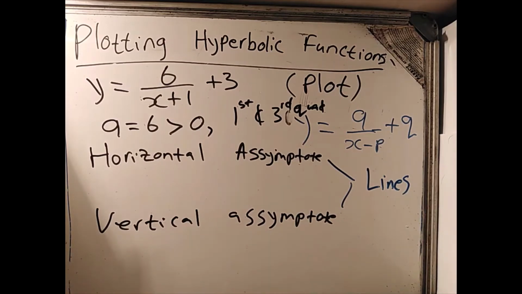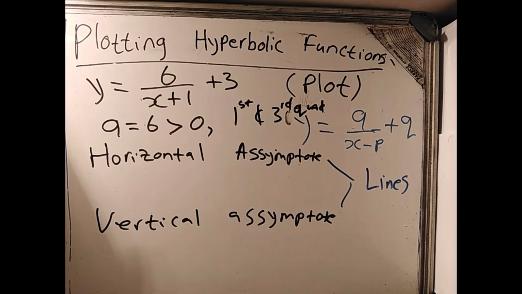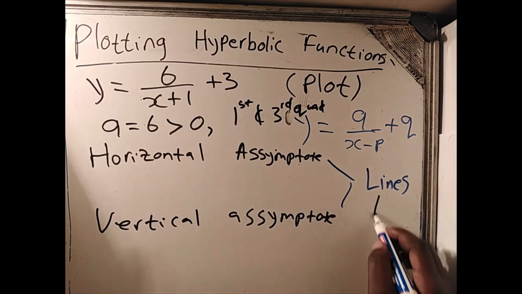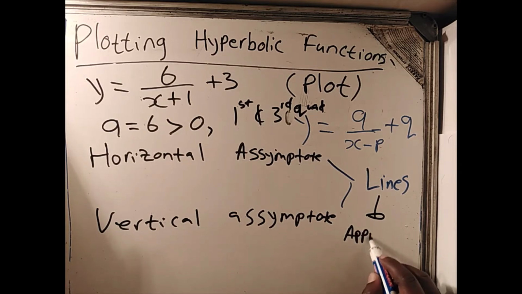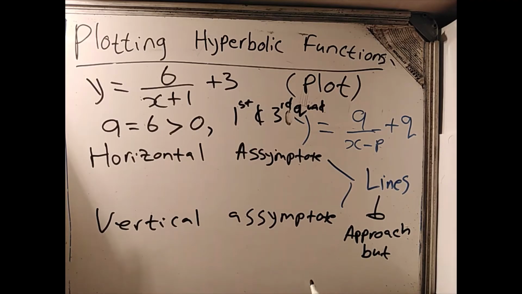Okay, but it's a line that exhibits certain properties. Now what are those properties? It's a line that the curve will approach but never touch. All right, so the curve will approach, but what? But never touch. What are those? Those are asymptotes.